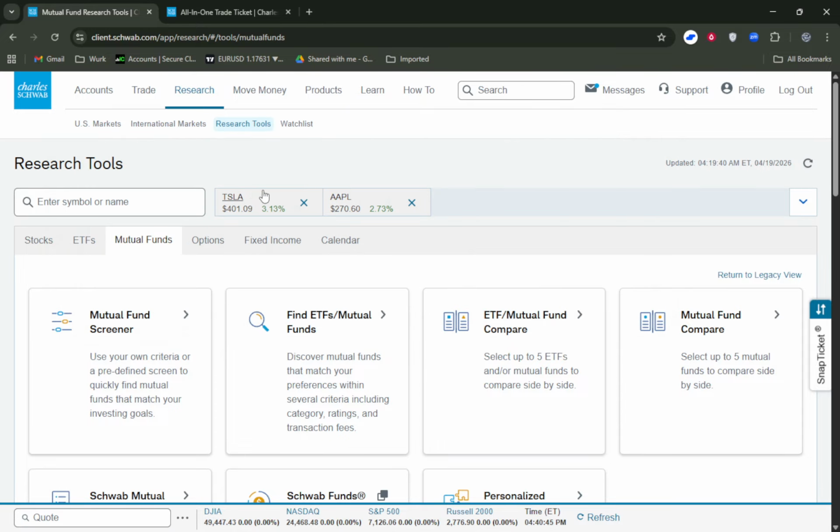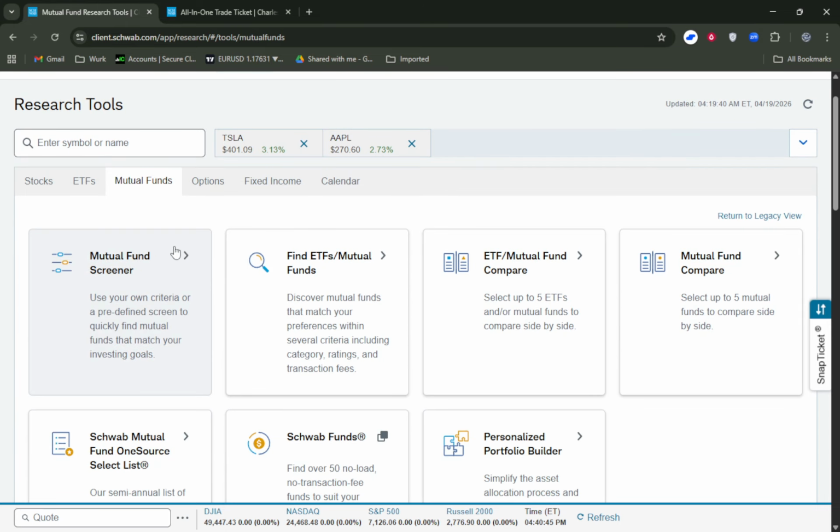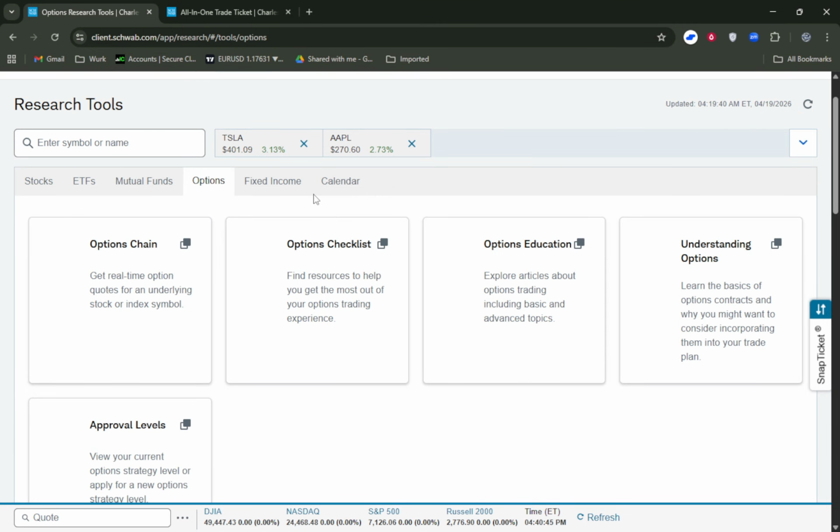If you're still exploring, a great place to start is the Schwab Select List. It's a curated lineup of funds that meet certain criteria, which can make narrowing down choices easier when you're just getting started. Before you buy, take a moment to evaluate the fund.